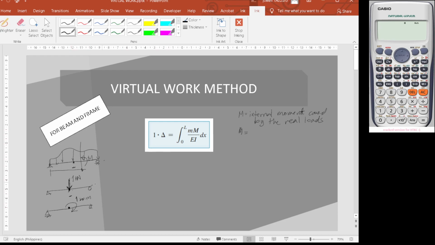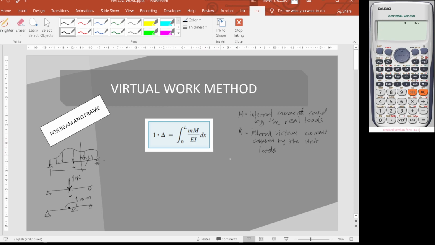So small letter m will be the internal virtual moment caused by the unit loads. Okay, so am I clear for that?